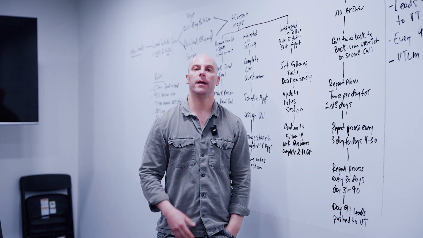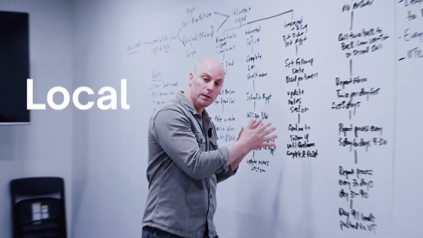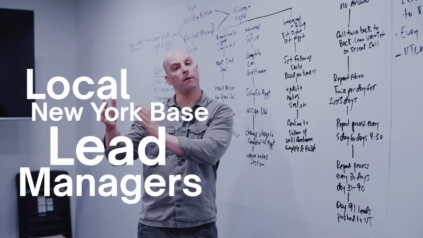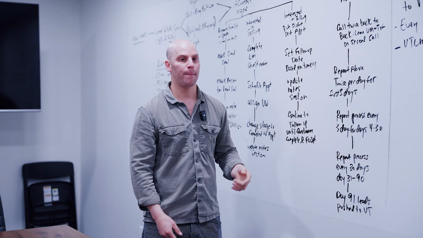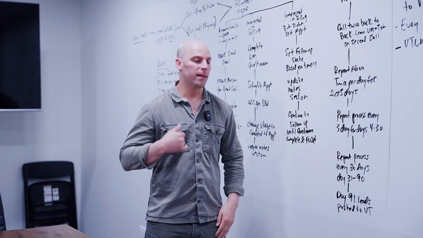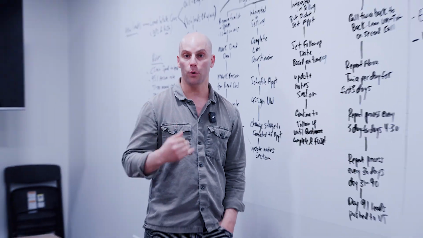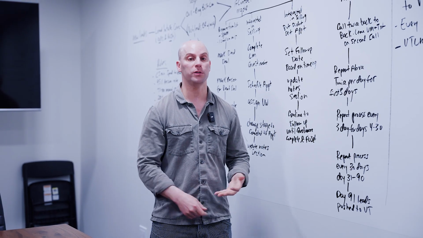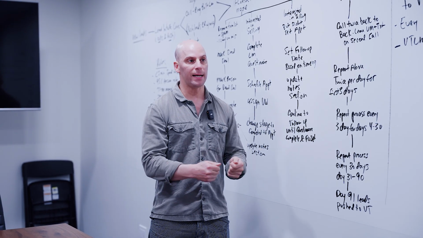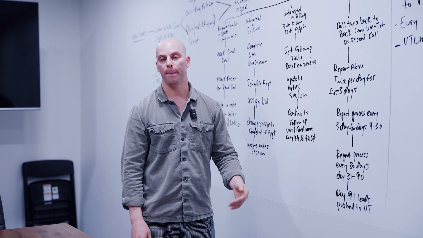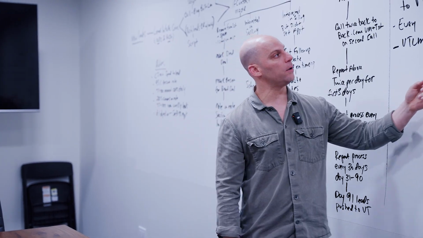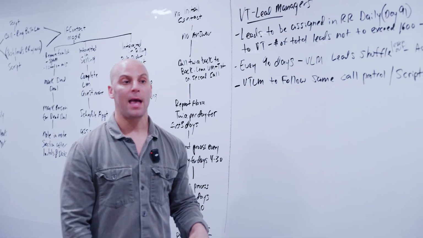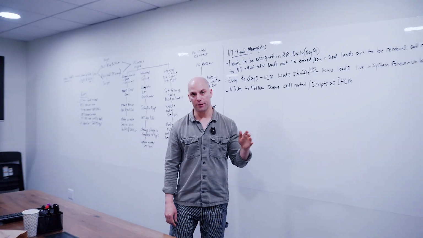When new leads come in, it's broken up between the local New York-based lead managers and our virtual team of lead managers. For the first 90 days, the local team has those leads. They're following up constantly. There's a certain protocol of how many times they call the first week, the second week, the third week, texting them, emailing, etc. On day 91, those leads are cycled out to our virtual team, and it goes down a completely different journey.